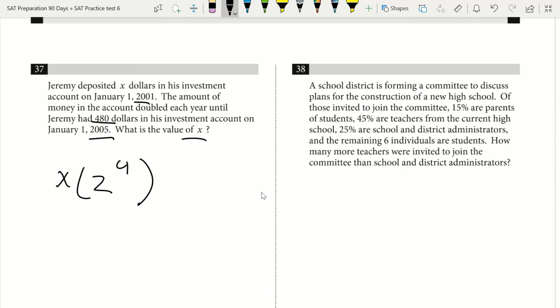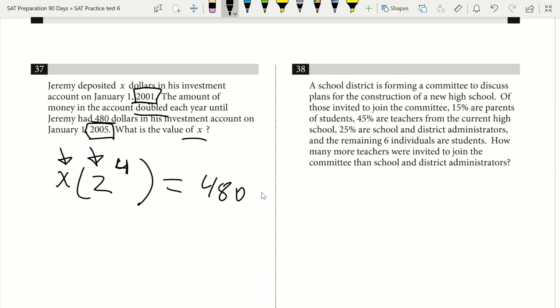Okay, well, why did I set up my equation like this? Here's what I know. I know he's ending with $480. I know that that took place over a 4-year change from 2001 to 2005. I know it's doubling every year, so I put a 2 in because it's doubling every year. So if it doubles every year, I'm going to have 2 raised to the power of 4 because it happens for 4 different years. That's multiplied by my initial value.